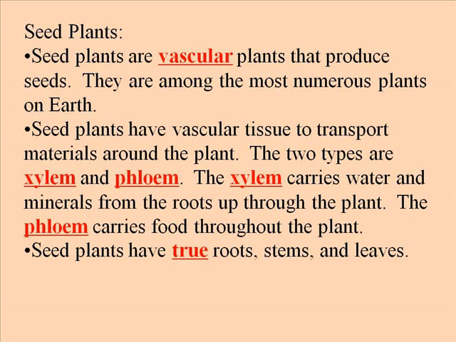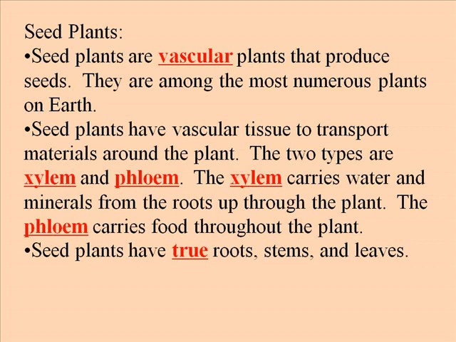The xylem is what's responsible for carrying water and minerals up from the roots of the plant all the way through to the leaves where photosynthesis will take place. The phloem carries food throughout the plant. So once the food has been made, it'll be dumped into the phloem and carried back to the roots to nourish the roots, to the stem and flower and all the other parts.